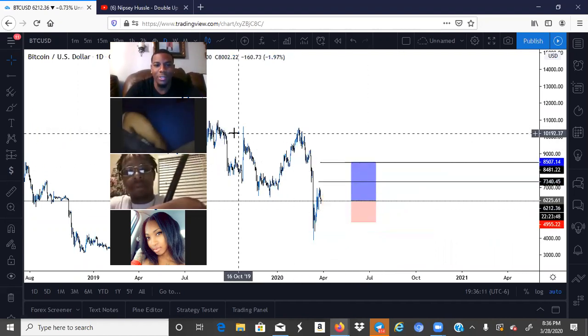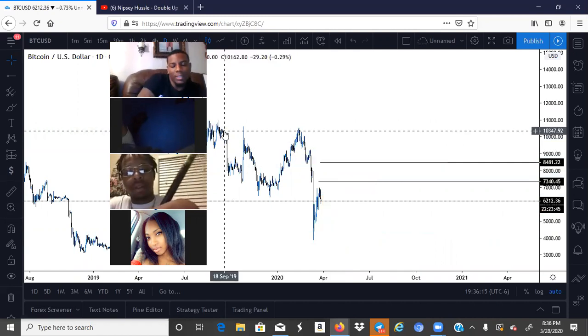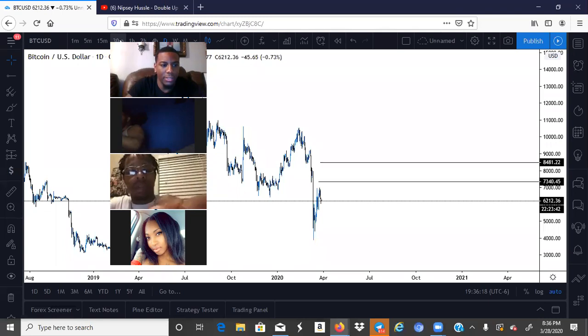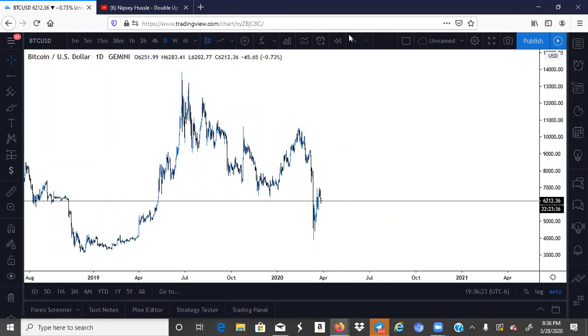I got distractions going on, but that's pretty much everything that I wanted to show y'all with the trading plan. Y'all got any more questions? I definitely don't want to just move on just to say I moved on. Y'all got any questions?